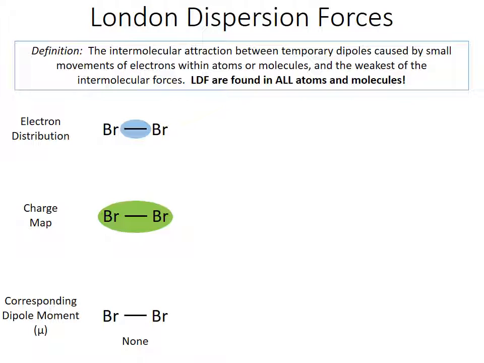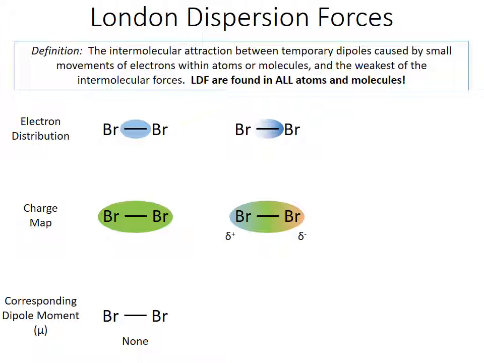Since the electrons are evenly distributed and the charge map is completely neutral, the corresponding dipole moment is non-existent. There's no dipole because there's no separation of charges. Imagine, however, that the electrons in that single bond decide that they all want to slosh towards the right-hand bromine. Now we have a separation of charges. There's more electron density on the right-hand side of that bond than there is on the left-hand side. That's going to lead to a change in our charge map.